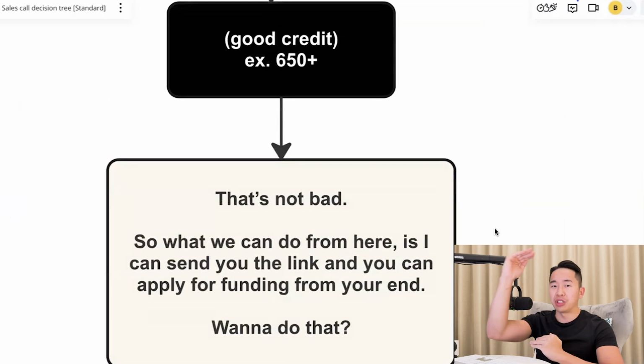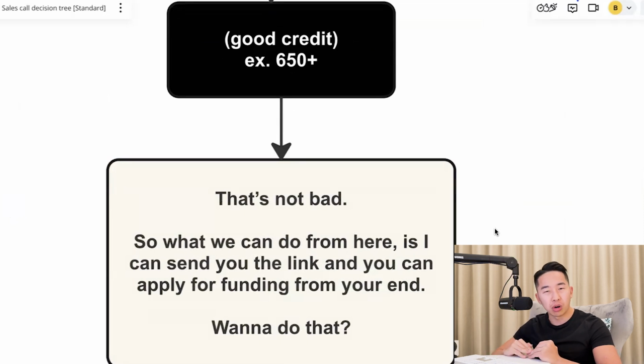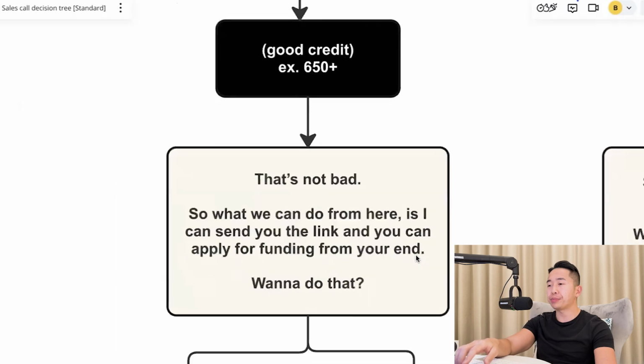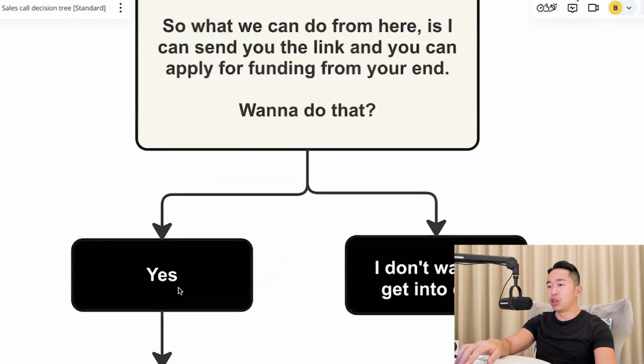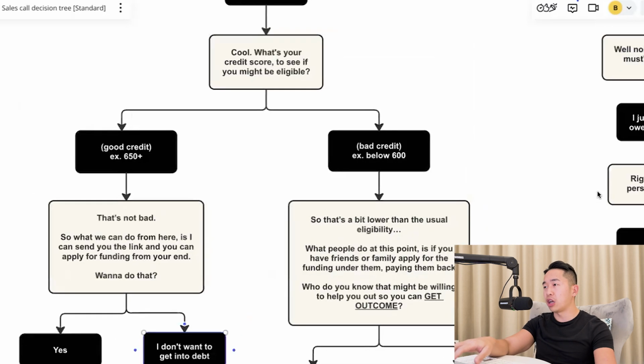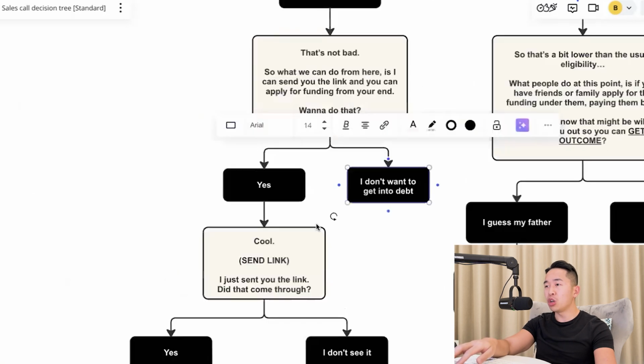And when you set the expectation high and then they get denied, what happens? Well, whenever you set expectation high, you get disappointed more, right? So when they get disappointed more, they don't want to keep trying, finding ways to get the money to get into the program. So which is why we stay neutral here. It's not bad. At that point, they're going to say yes, or they're going to say, I don't want to get into debt, in which case we go into that objection.